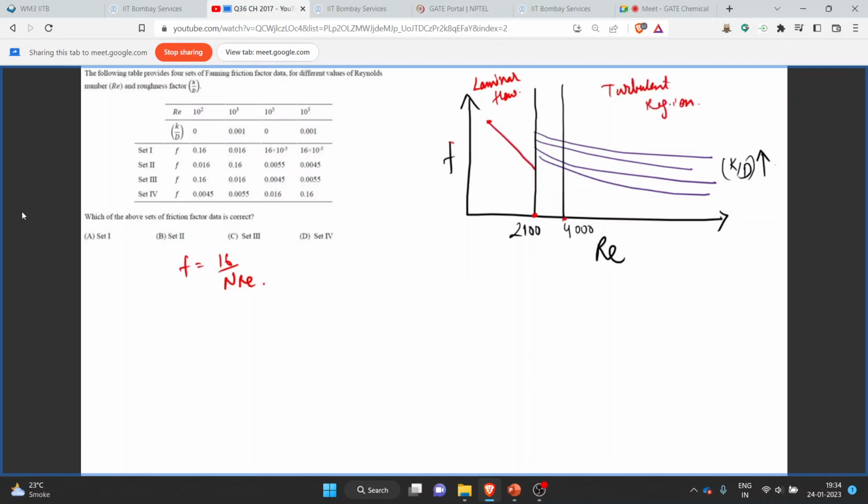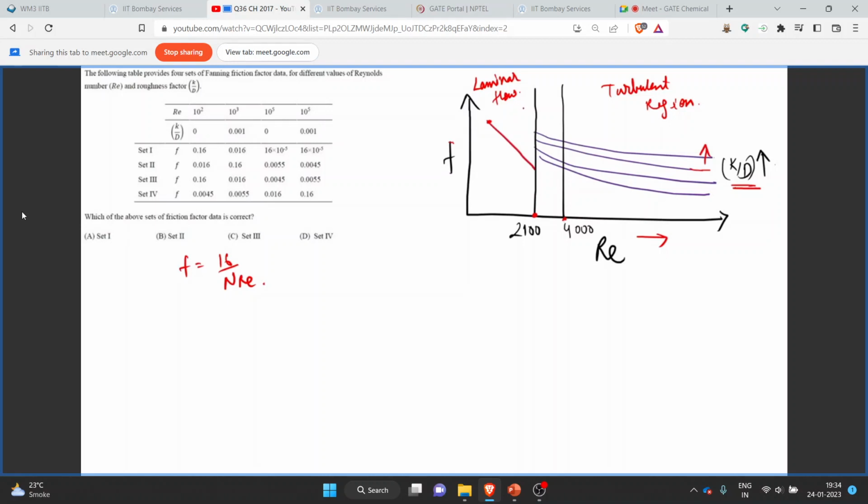Now in the turbulent region as well as the critical region, with an increase in Reynolds number the value of the friction factor will decrease, and the friction factor will also depend on the roughness factor, that is the ratio K by D. The friction factor will increase as the roughness increases. That is, as the ratio K by D increases, the friction factor will keep on increasing. So using this information, we will solve the question.